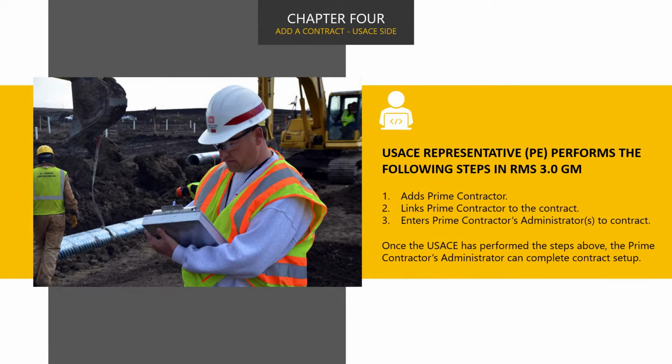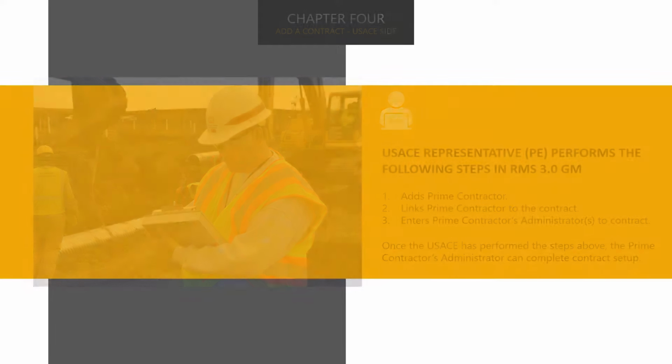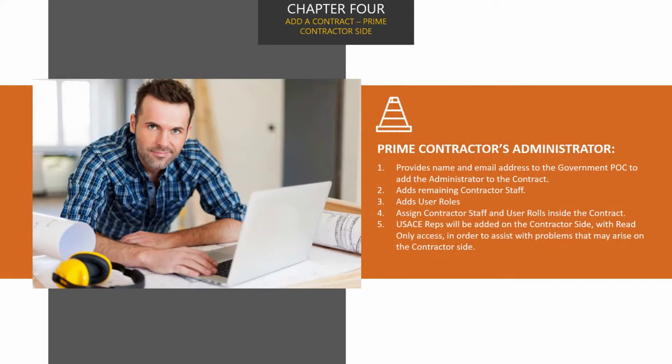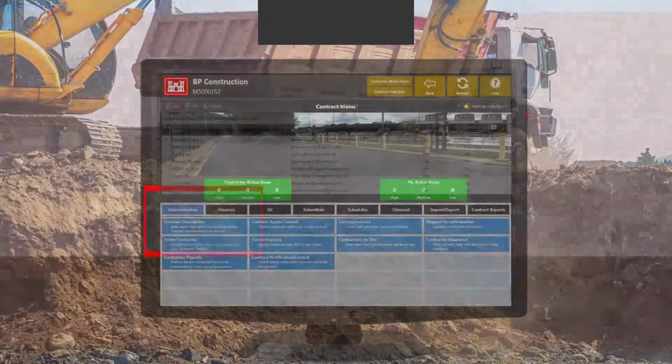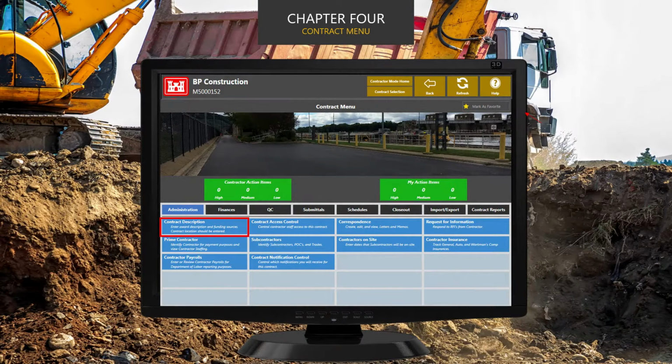After contract award, the USACE representative will enter contract information into the Contract Description module. Once this is complete, the contractor will complete the setup. To get to the contract, log into RMS and select the contractor and the contract you'll be working with. From the Contract menu, make sure you're on the Administration tab. Then click on Contract Description.